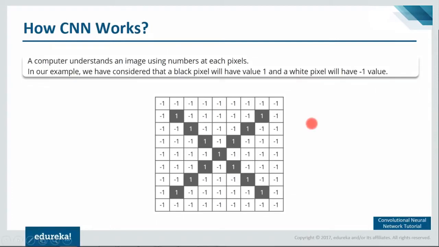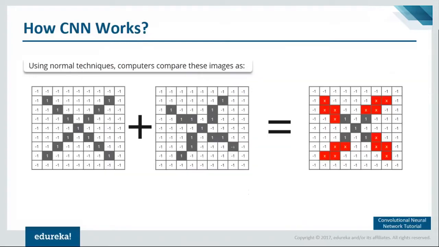So now what we are going to do is, we know that a computer understands an image using numbers at each pixel. So whatever the white pixels that we have, we are going to assign a value -1 to it, and whatever black pixels we have, we are going to assign a value 1 to it. When we use normal techniques to compare these two images, one is a proper image of X and another is a deformed image of X, we got to know that a computer is not able to classify the deformed image of X correctly. Why? Because it is comparing it with the proper image of X, right?